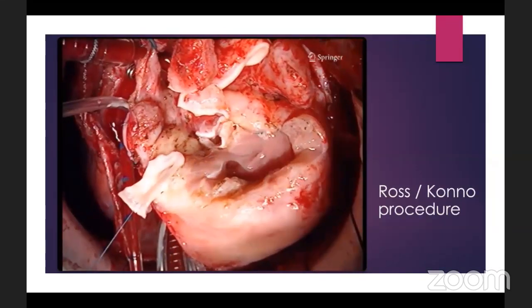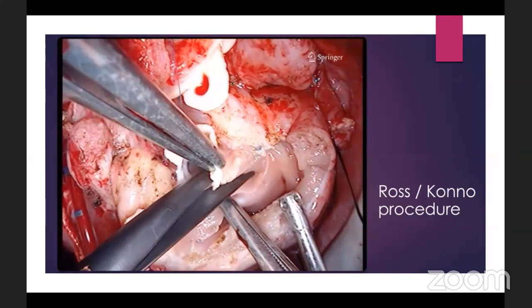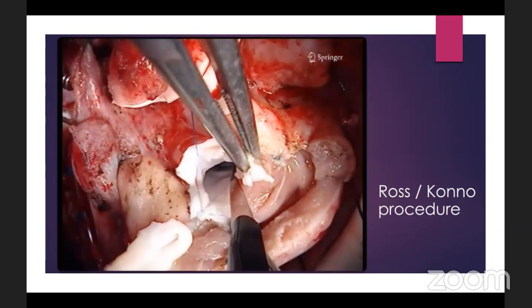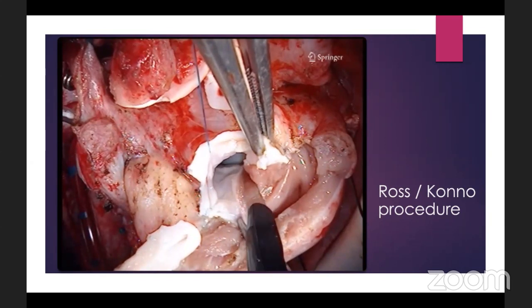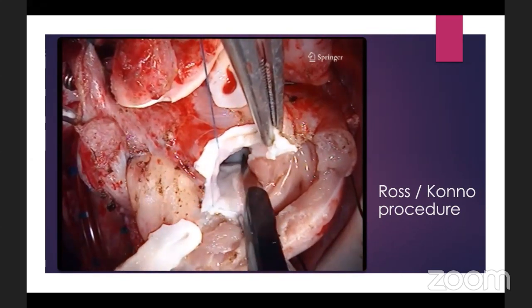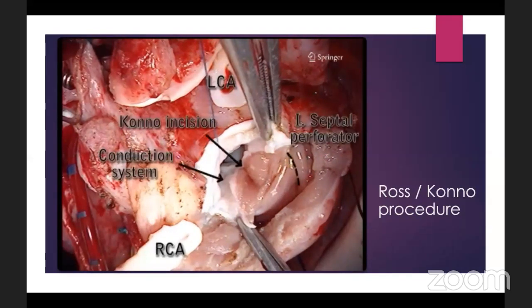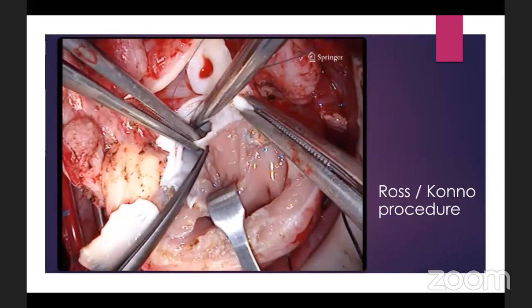Okay, now pay attention to this part. To the left of the left and right commissure, extend the incision through the annulus onto the septum. And you can see this whitish area. This is not the mitral valve. This is on the septum. This is what we call endocardial fibroelastosis, sorry. And this is the cono incision, and it will be made larger as the video proceeds to accommodate the larger autograft.